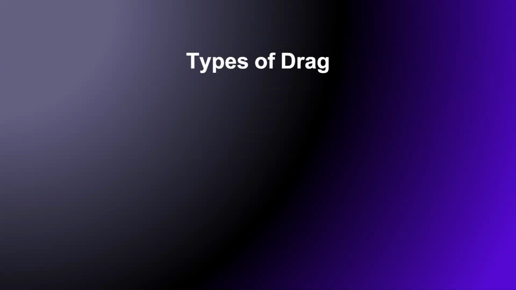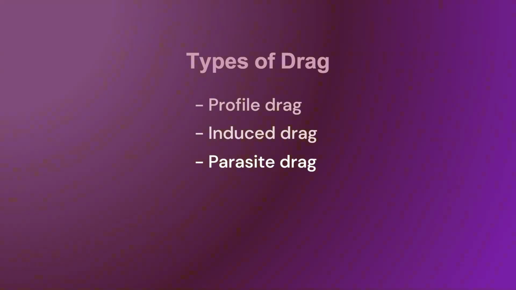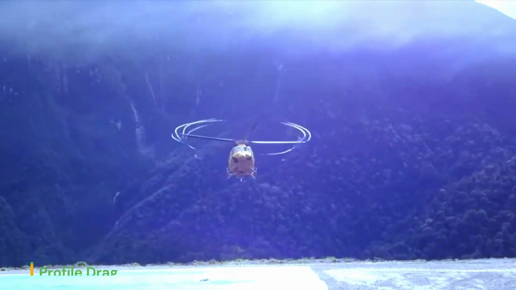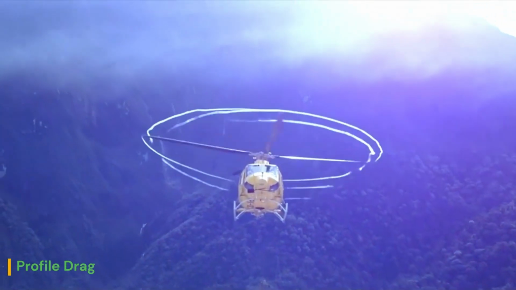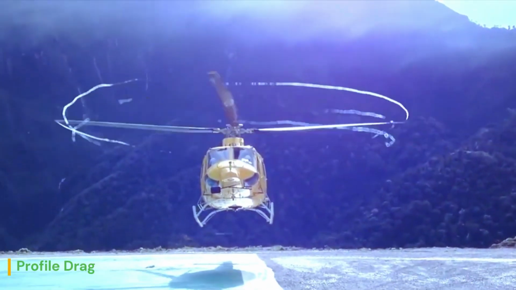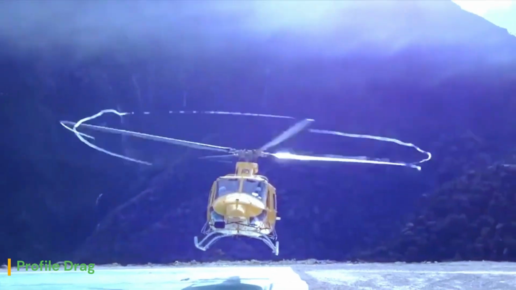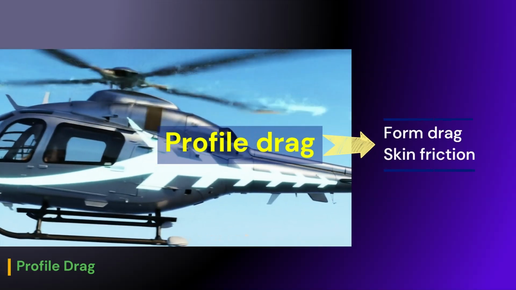Total drag on a helicopter is the combination of three types: profile drag, induced drag, and parasite drag. Profile drag develops from the frictional resistance of the blades passing through the air. It does not change significantly with the airfoil's angle of attack, but increases moderately when airspeed increases. Profile drag is composed of form drag and skin friction.